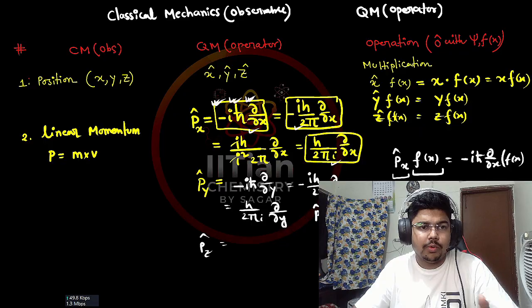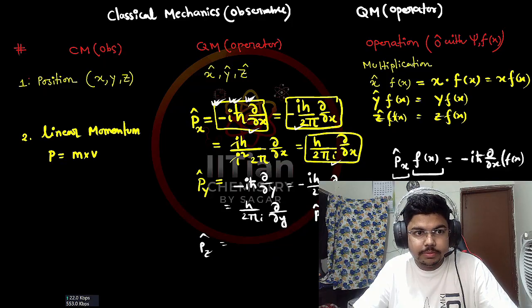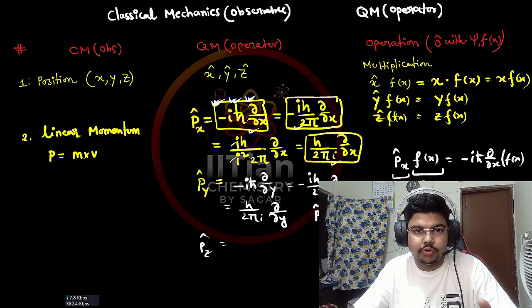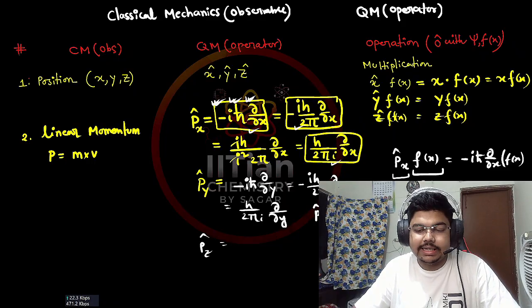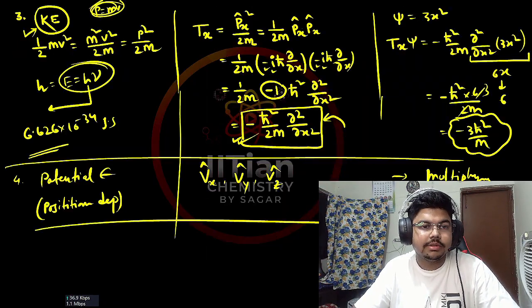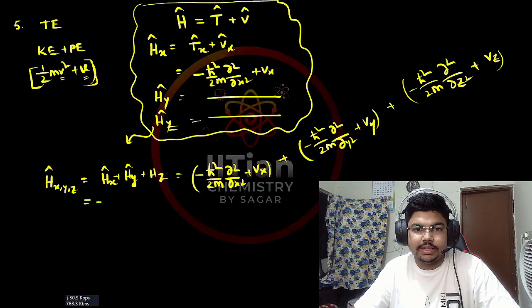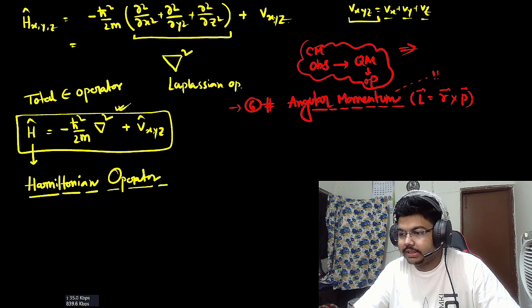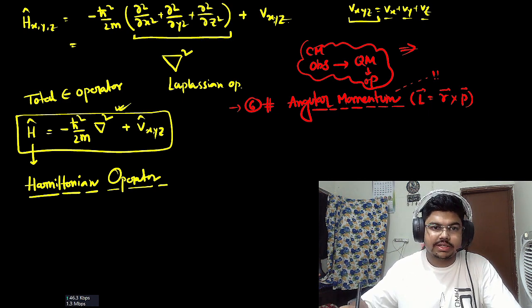Okay. Now, one by one, we were looking at a few observables and their quantum mechanical mathematical operator. We were discussing that. In that context, first we have discussed the position, next linear momentum, then kinetic energy, then potential energy, then total energy. And in total energy, finally we have seen the Hamiltonian operator. This was our last discussion.